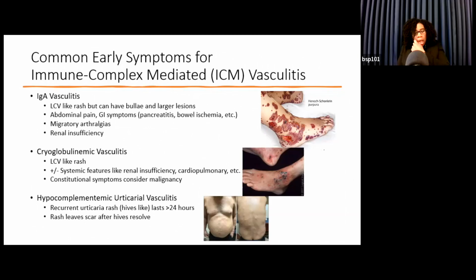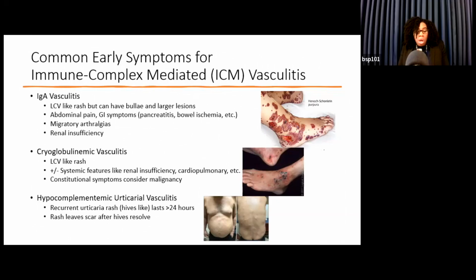This first picture can be a better description of what the rash may look like for IgA vasculitis compared to LCV. As you notice, they're a bit bigger lesions and they might actually have some bullae as opposed to just palpable purpura and petechiae.